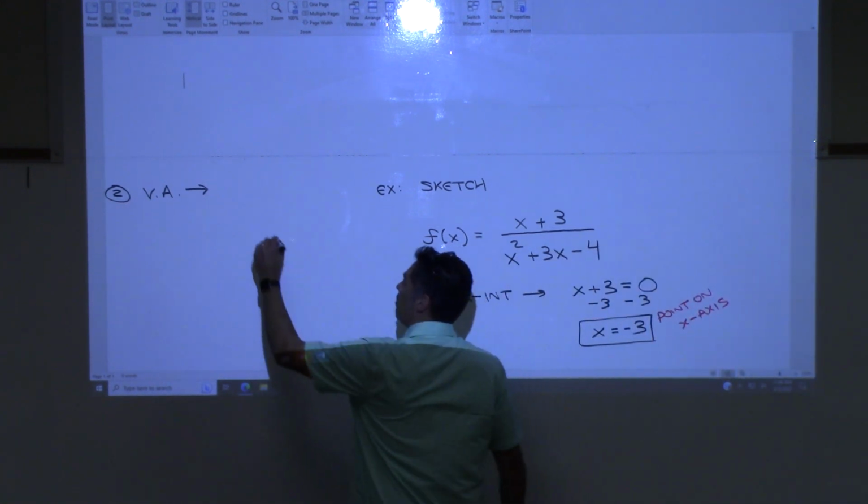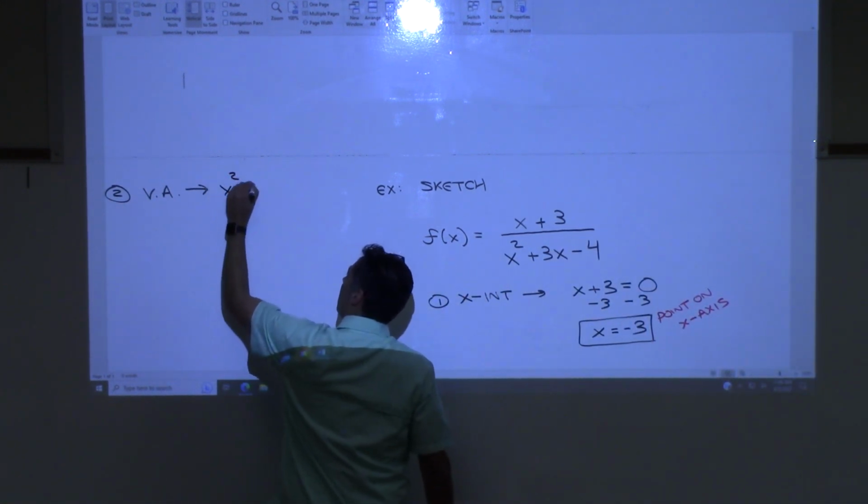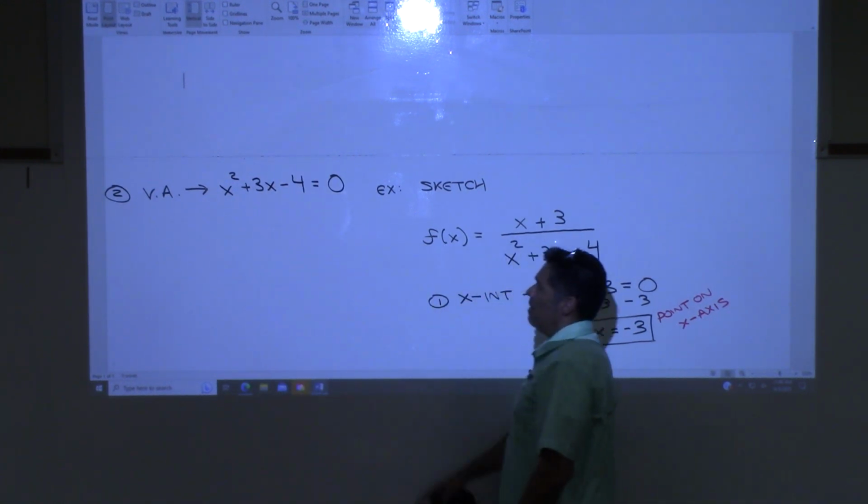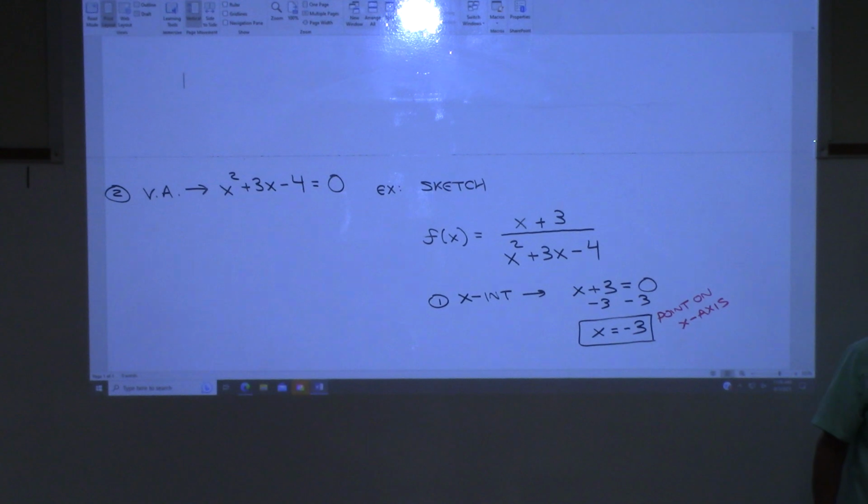So we take x squared plus 3x minus 4, set it equal to 0, and that is a quadratic equation, which we have studied already in this class. We talked about solving quadratic equations. How do we solve that? You have two choices. What are they? Quadratic formula or factor it. You can either try and factor it or you can do quadratic formula.